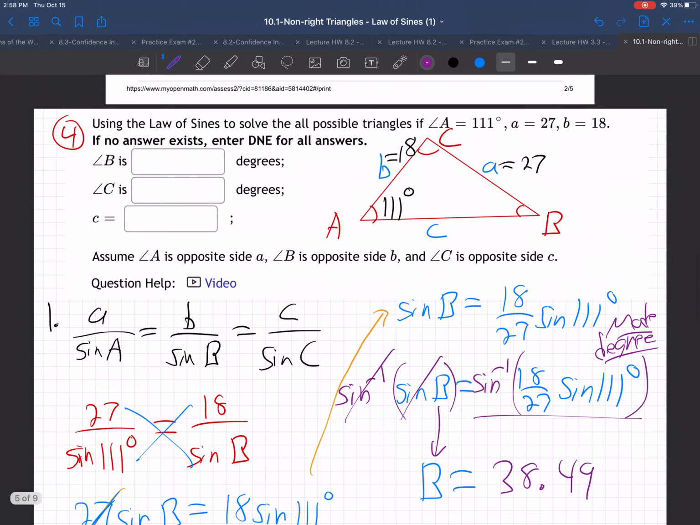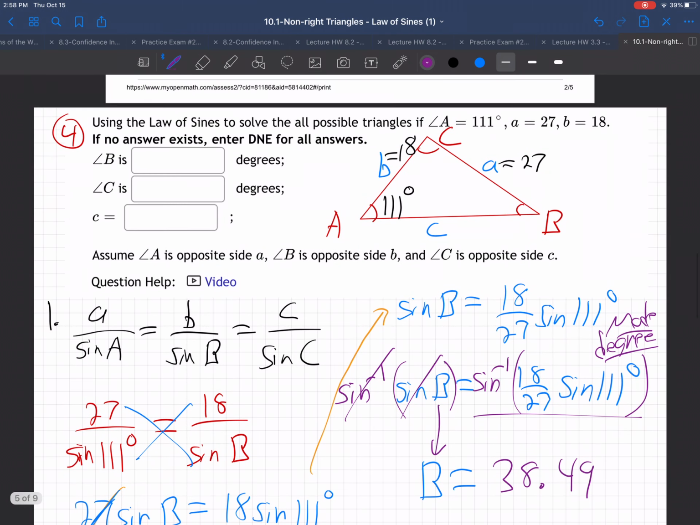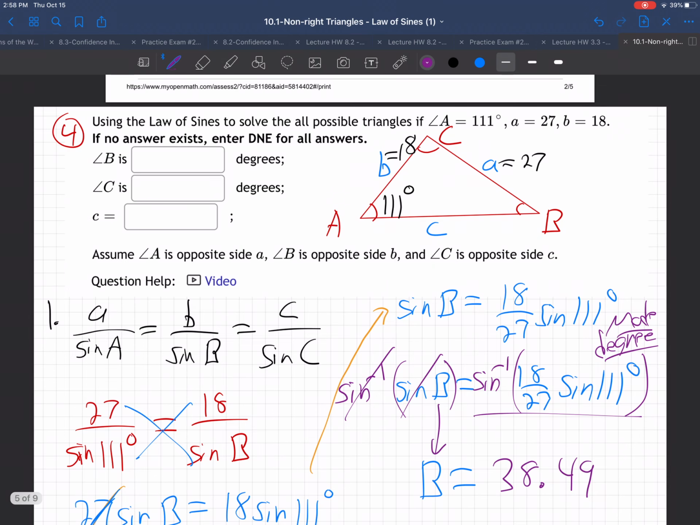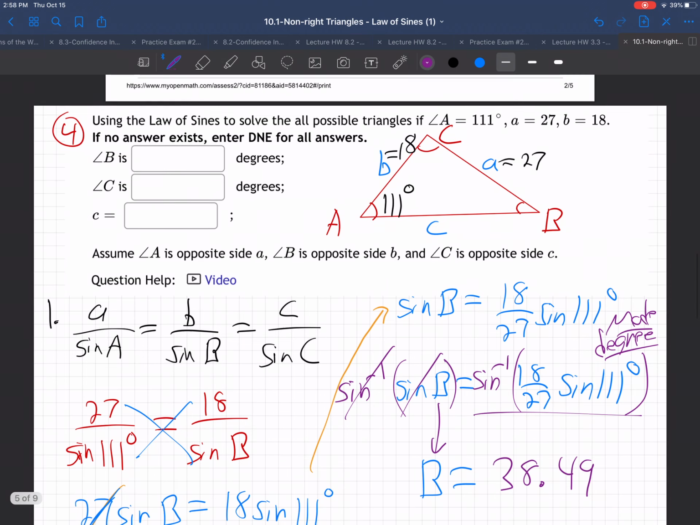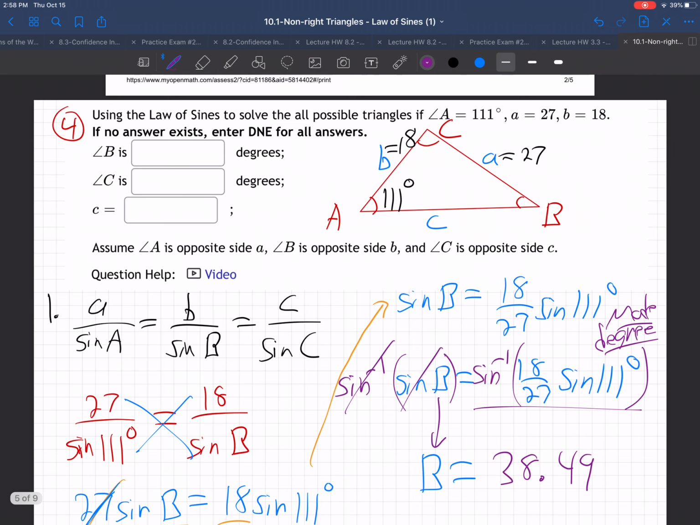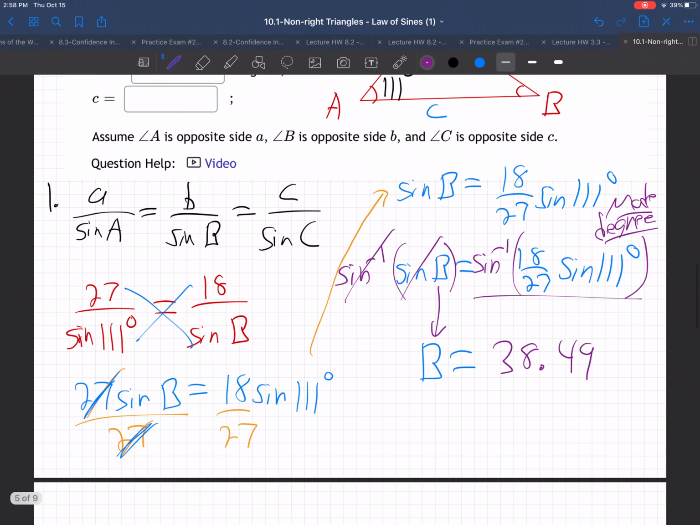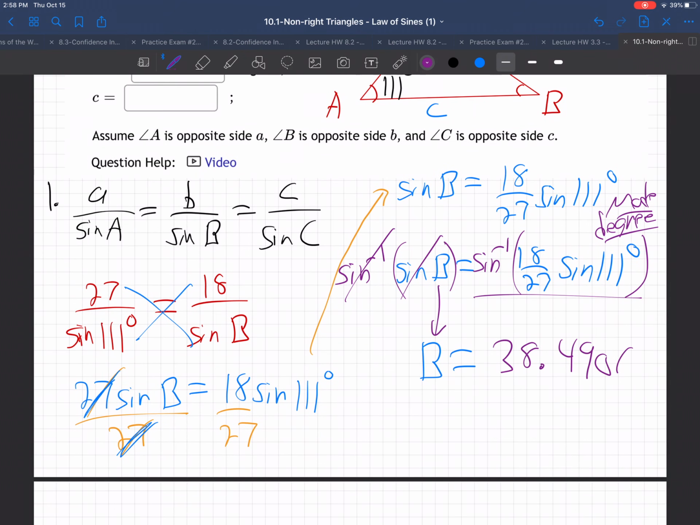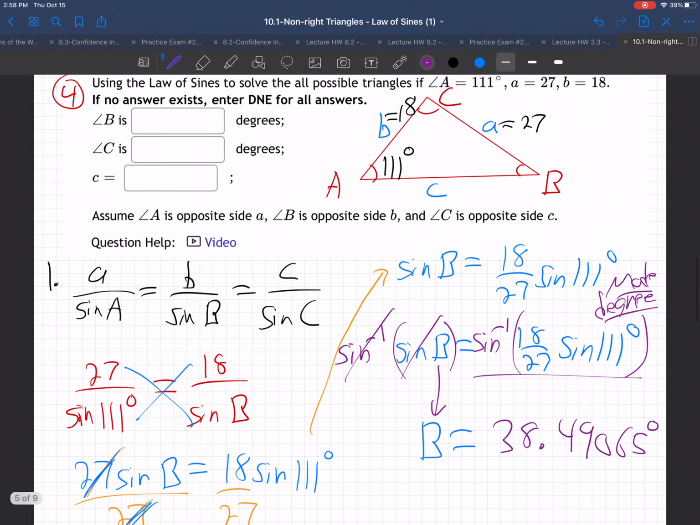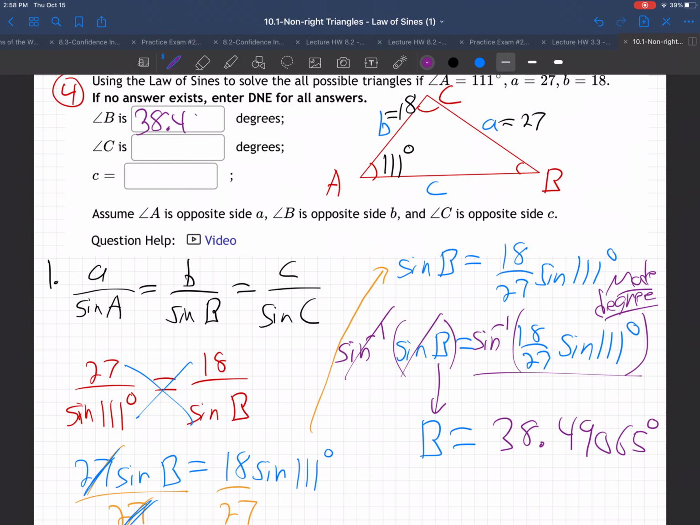38.49. How many places do they want us to round? They don't really say, do they? Right, they don't really say. So I'll just do a bunch. 38.49065 degrees. There's capital B. We got it. So you can put that up here. 38.49065. That'll be plenty. Just type in a whole bunch of digits like that and that'll be safe.